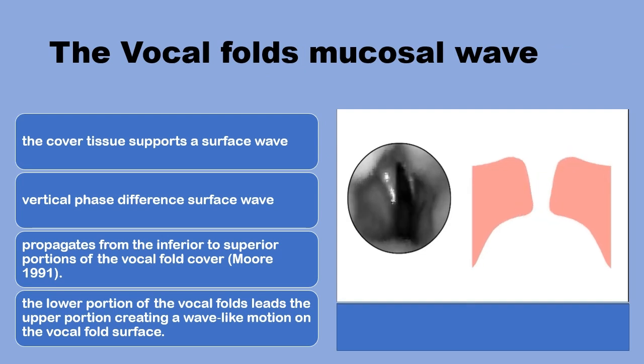We are watching here the surface mucosal wave of the adducted vocal fold bodies. Note that there is a phase difference between the superior and the inferior parts of the vocal fold cover, the medial surface of the vocal cords that meets in the midline, and that the surface wave propagates from inferior to superior. The inferior part of the vocal folds leads not only during the convergence of the vocal cords closer together in the midline, but also during divergence from the midline as well.